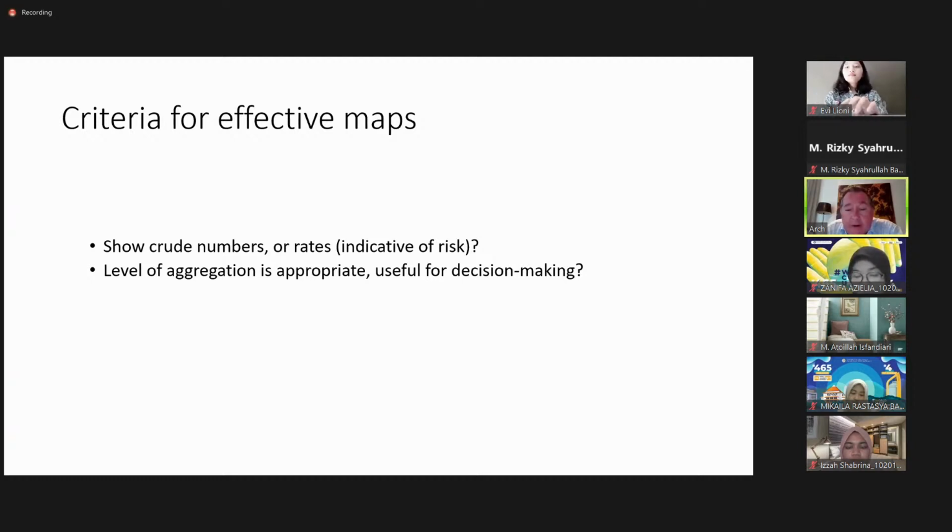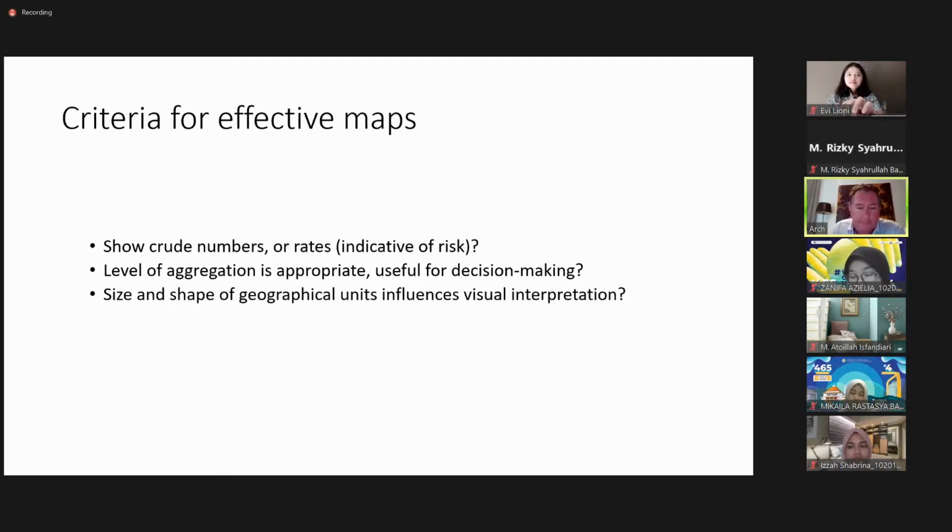You need to decide what level of aggregation is appropriate and useful for decision making. So, typically you want to have this as high a resolution as possible without contravening people's privacy. So if your maps are too high resolution, you can potentially identify individuals or individual households or maybe communities, and that may not be appropriate. And so you need to have a level of aggregation that doesn't allow you to make that identification, but is also sufficiently high resolution so that you can fully understand the patterns of disease risk in order to inform decision making.